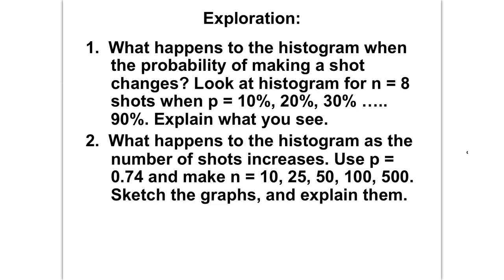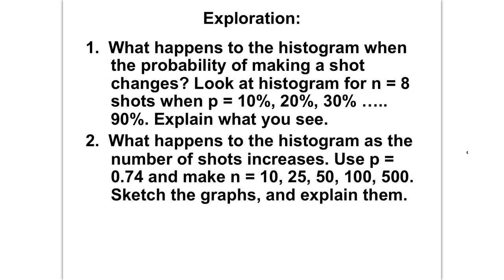Okay, so what happens to this histogram when the probability of making a shot changes? We're going to look at this histogram for n equals 8, and when the probability of success is 10%, 20%, 30%, and so on. You can do this on your calculator. If you look at the previous video to create the spreadsheet, you can do this, but I'm just going to walk you through what would happen if you looked at these.